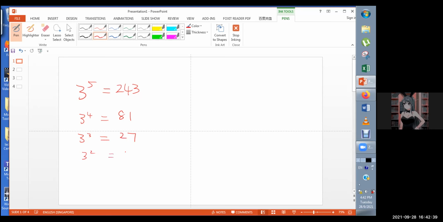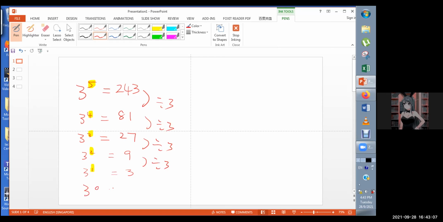3 to the power of 2. You are going to get 3 times 3 is 9. 3 to the power of 1 is 3. Okay. I want you to observe one thing. Can you see that we start from 3 to the power of 5, 3 to the power of 4, 3 to the power of 3, 3 to the power of 2, 3 to the power of 1? And I hope you can see that the trend is actually divided by 3, divided by 3, divided by 3, divided by 3.